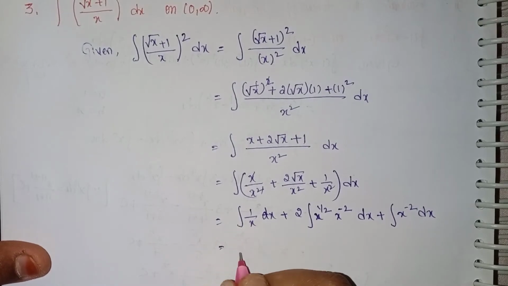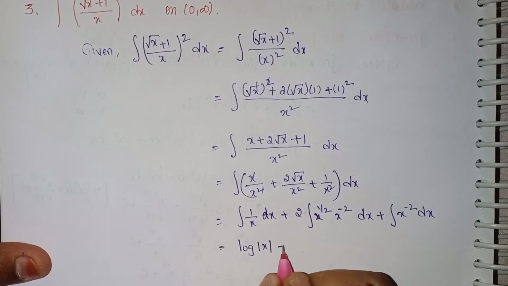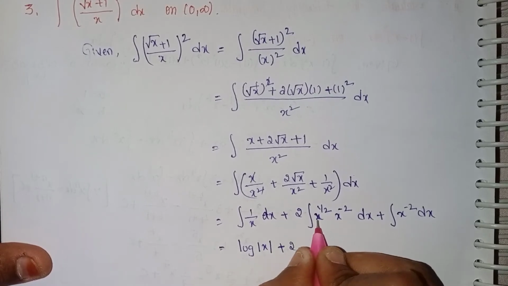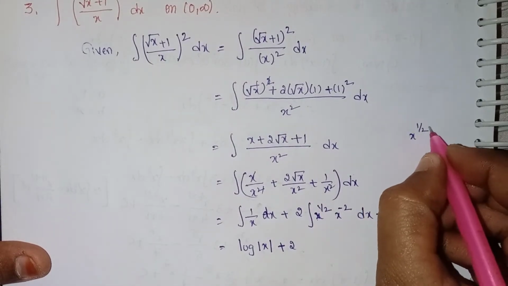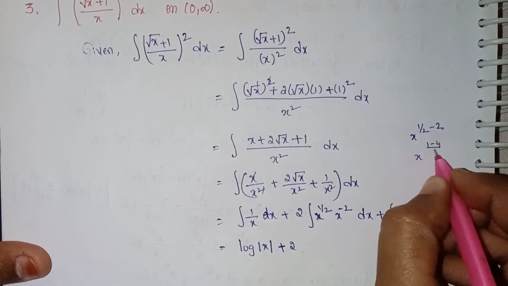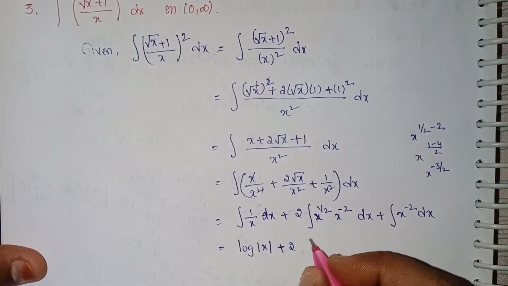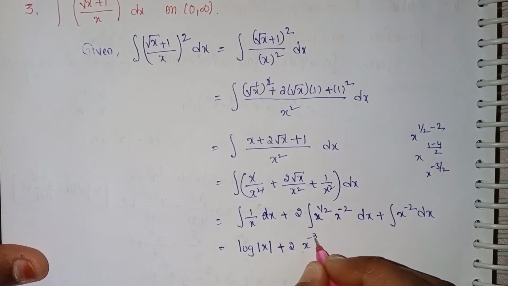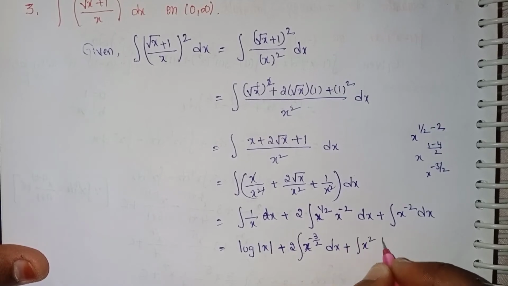Integral 1 by x dx means log x, okay, plus 2 times integral of x to the power of, see beta, x to the power of 1 by 2 minus 2, x to the power of 1 minus 4 by 2, x to the power of minus 3 by 2. So, x to the power of minus 3 by 2 integral into dx, plus integral x square, minus x square into dx.